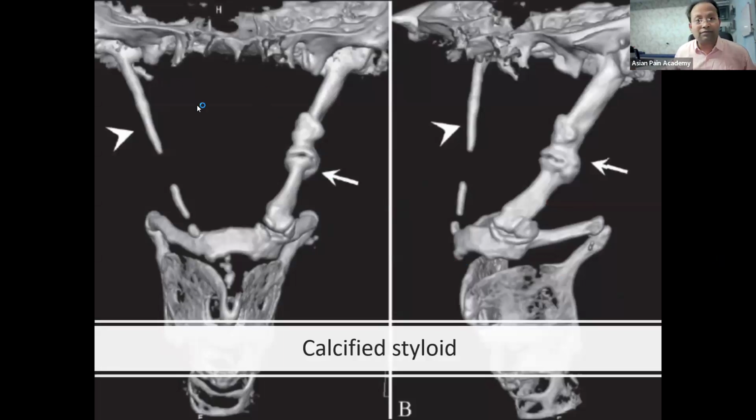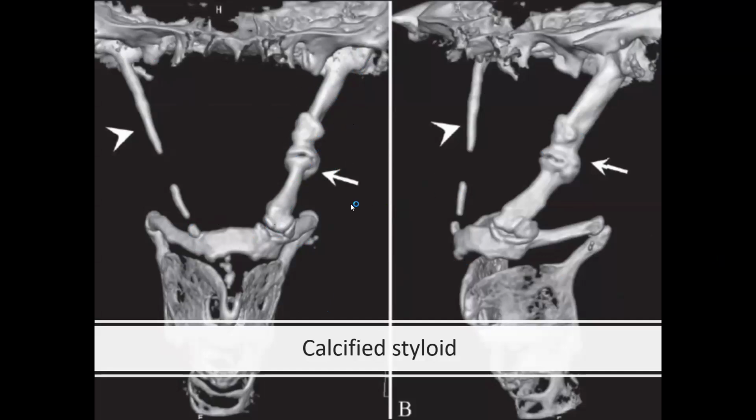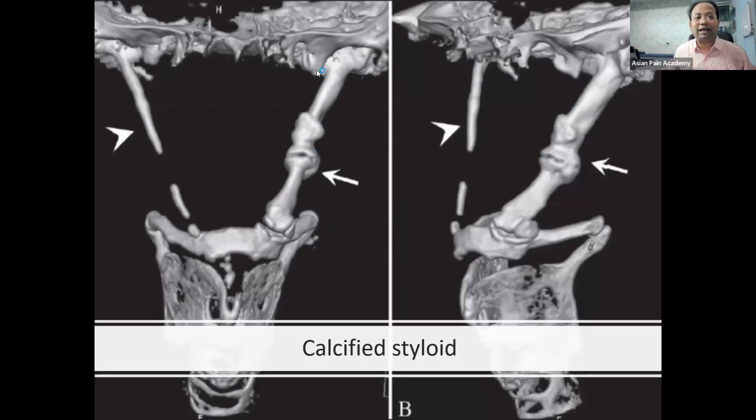So you can see that this is a big, long styloid. Okay, these are elongated, calcified styloids. Here you can see from here to the hyoid bone. You can see this is the hyoid bone. So what is the name of the ligament here? Anyone can say? Stylohyoid. Yes, this is the stylohyoid ligament, completely calcified.